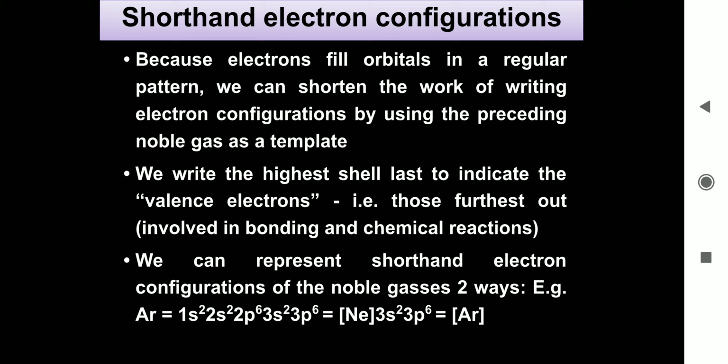Example, argon's electron configuration is 1s2, 2s2, 2p6, 3s2, 3p6. It can be represented in shorthand as neon 3s2, 3p6. Neon is nothing but its electron configuration is 1s2, 2s2, 2p6.